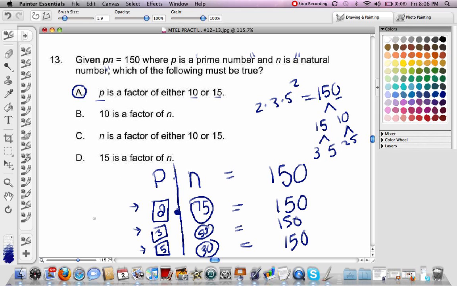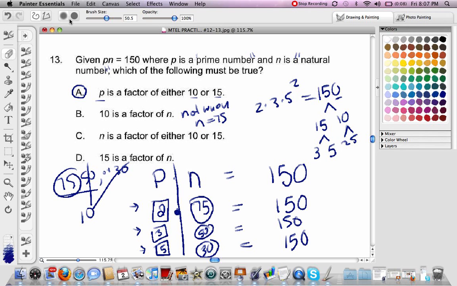Well, if 10 is a factor of N, and here's my N, 75, 50, or 30, 10 is definitely a factor of 50, and it's definitely a factor of 30, but not 75. So not in all cases. Not when N equals 75.